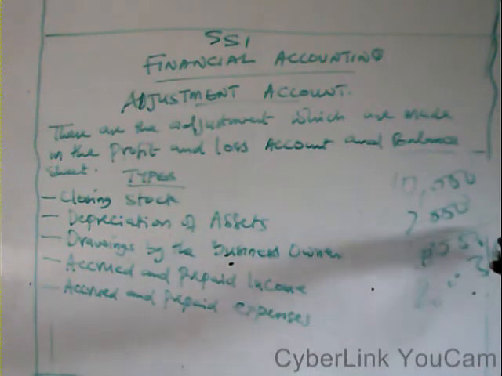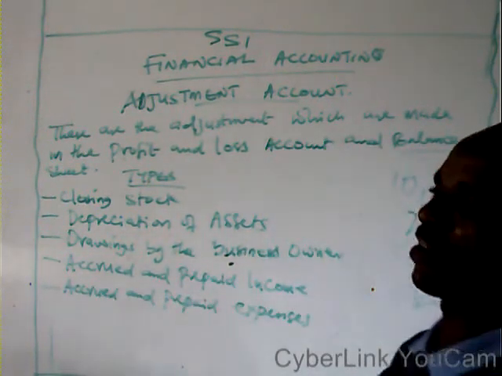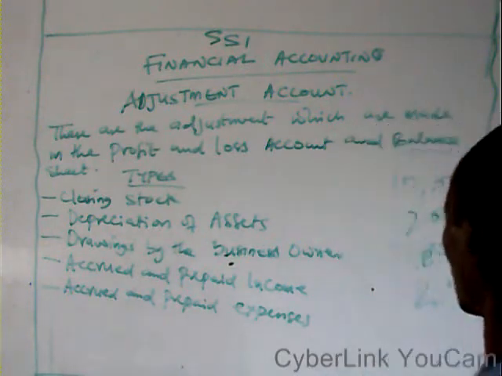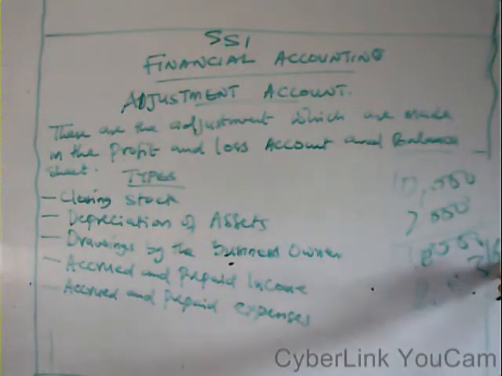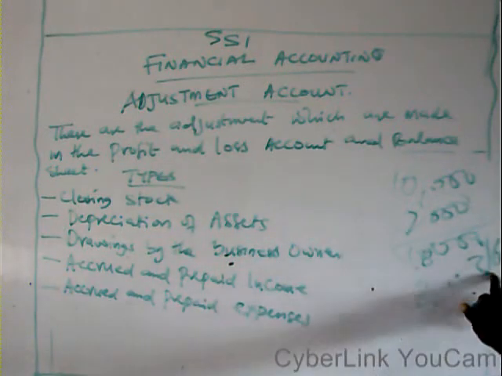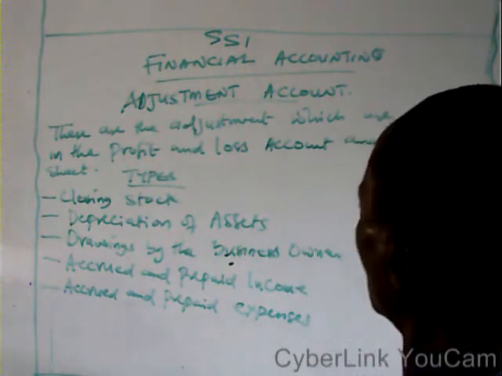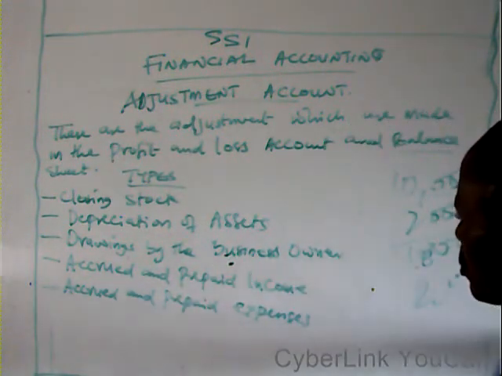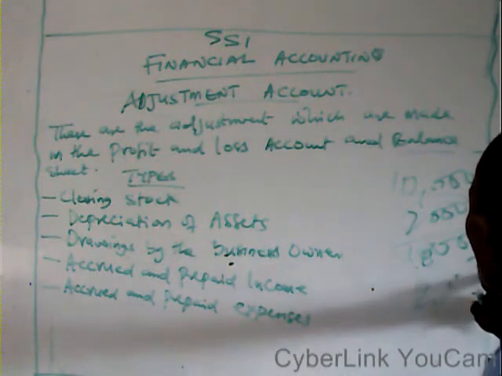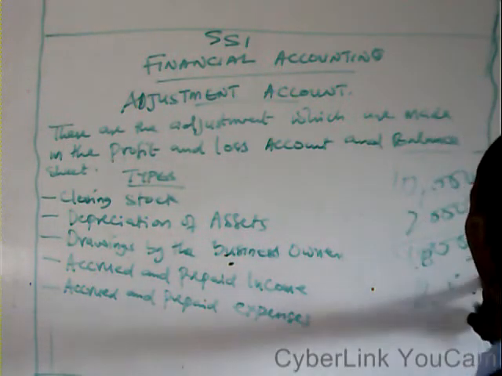Accrued income: if the rent receivable is 3,000 naira and you have rent accrued under the additional information, we need to add 600 naira to the original rent given to you. But the 600 naira appears under the profit and loss account, and we need to transfer it to the balance sheet as part of the asset.